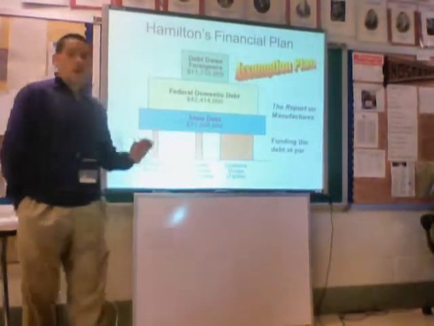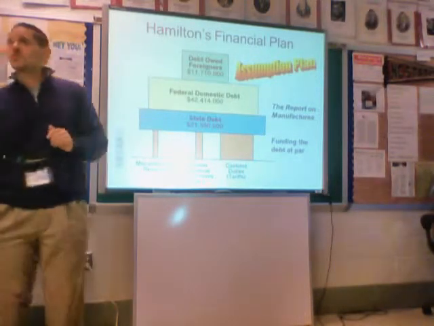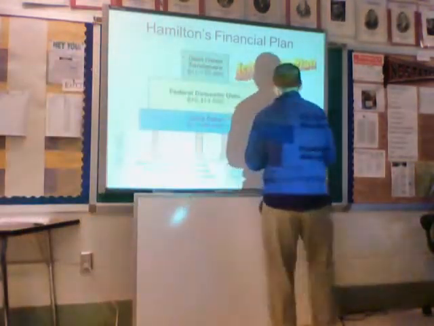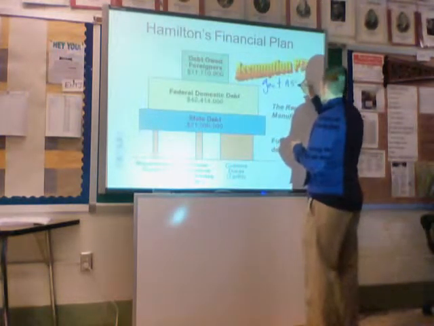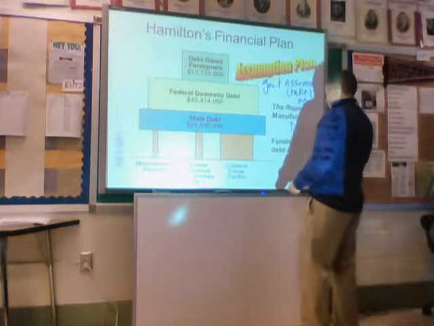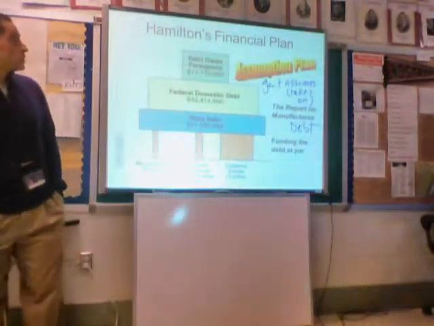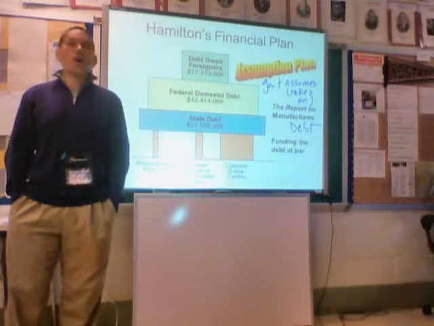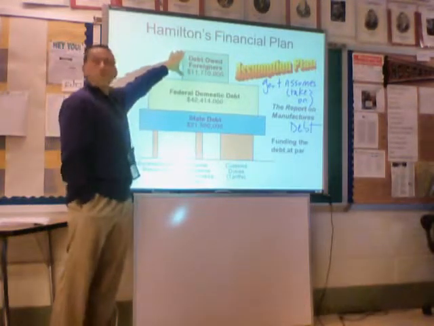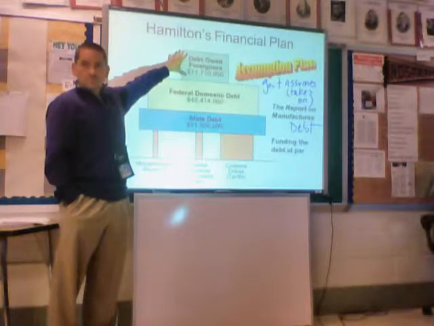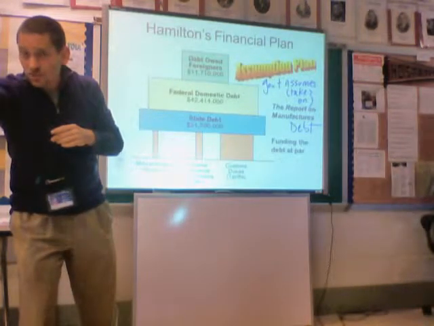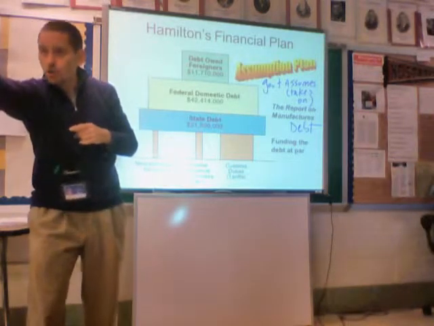Okay. All right, so Hamilton's financial plan. Sometimes it's referred to as the assumption plan. And the reason it's called the assumption plan is because the federal government is going to assume or take on all the debts of the country. Okay? So take a look. Private debts owed to foreigners. The government is going to take that on. So if you have a debt owed to foreign governments, privately, the government's going to take that debt from you and assume it.